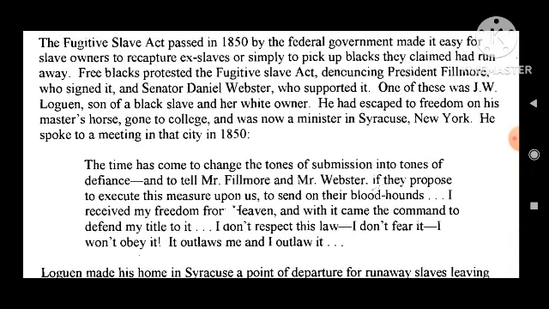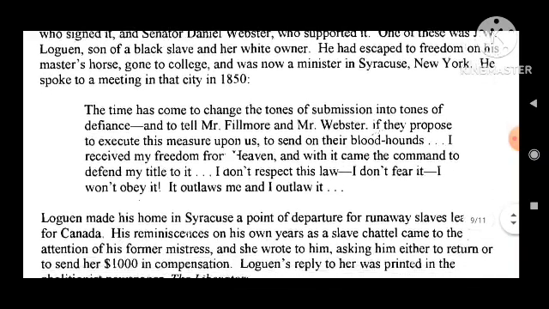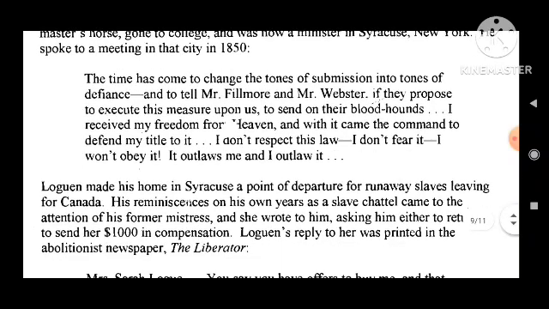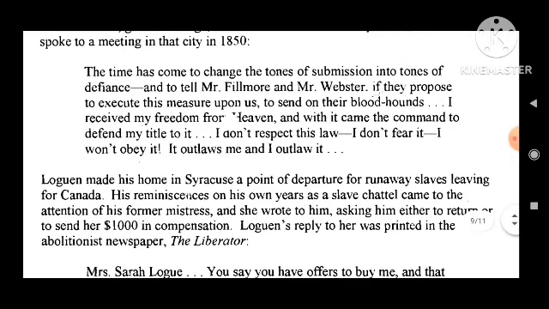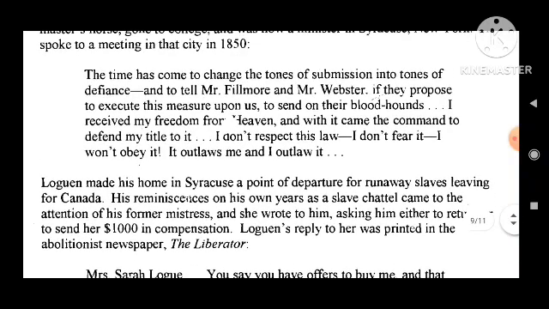The time was come to change the tones of submission into tones of defiance and to tell Mr. Fillmore and Mr. Webster, if they propose to execute this measure upon us, to send on their bloodhounds. I received my freedom from heaven, and with it came the command to defend my title to it.